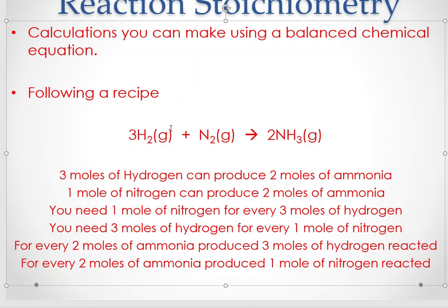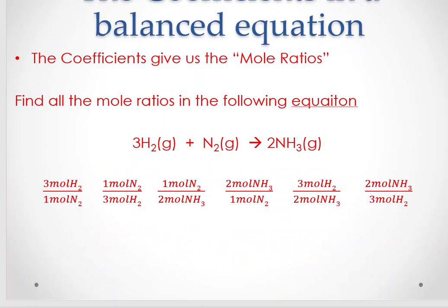So the different mole ratios I can get from this balanced equation, I have 3 H2, I have 1 nitrogen, and I have 2 ammonias. The mole ratios I can get from that are, I could say 3 moles of H2 over 1 mole of N2, right? 3 over 1. Or I could flip that, I could say 1 over 3. I'm not going to use all these ratios when I'm doing stoichiometry. I'm going to use the one that's going to convert what I already have into what I'm looking for.